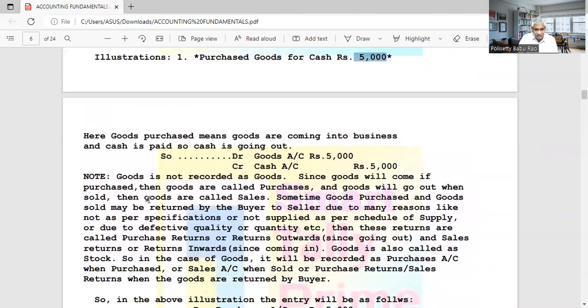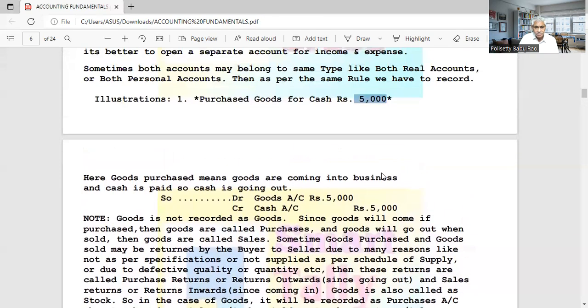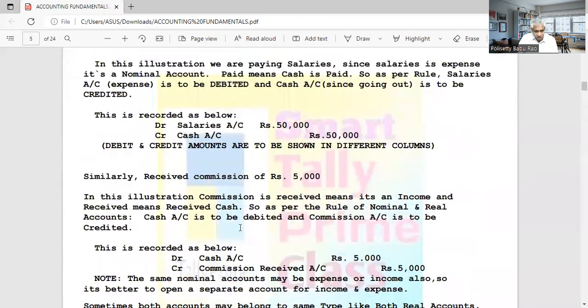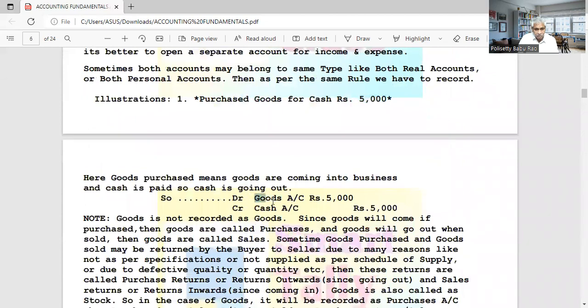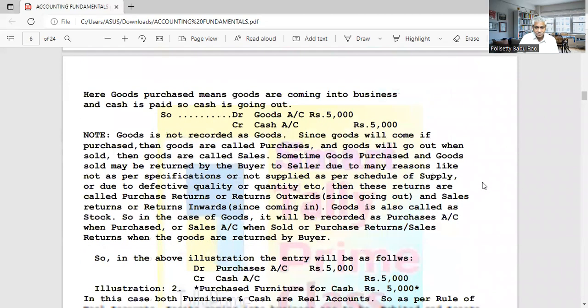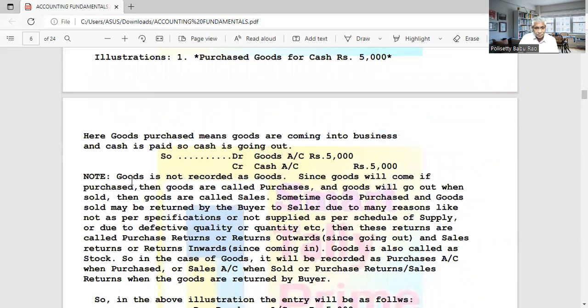Here one important thing you have to know: so far in all these illustrations we got one account, the goods account. It's a real account, no doubt. But in the books, the goods account is never recorded as goods account. It is goods only, but it is recorded under a different name, because goods will come into the business or go out of the business. When you purchase, goods will come into the business.